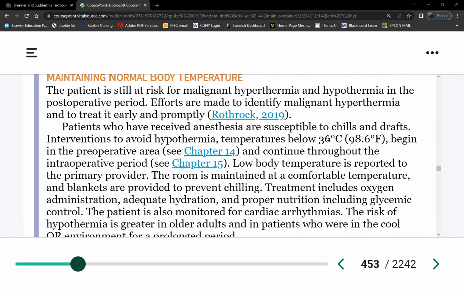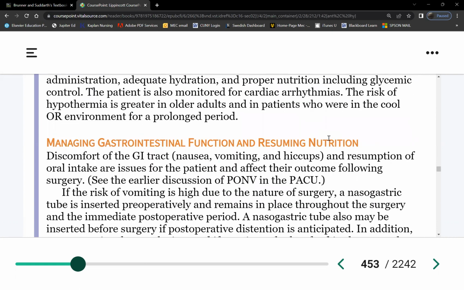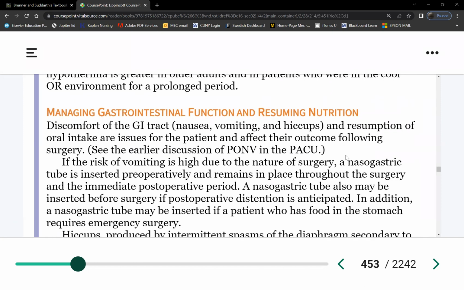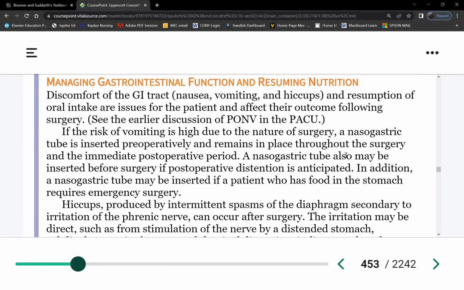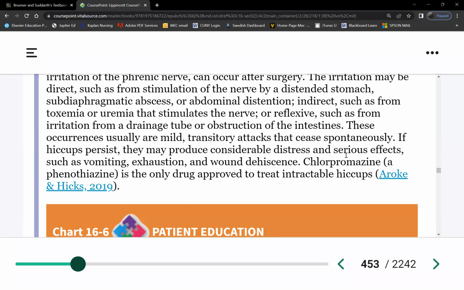Body thermal regulation is very important, because is it warm and dry in the OR? No, it's cold. It's freezing down there. So most likely the patient will have hypothermia, so make sure you maintain body temperature. We already did nausea and vomiting, so we'll skip that.